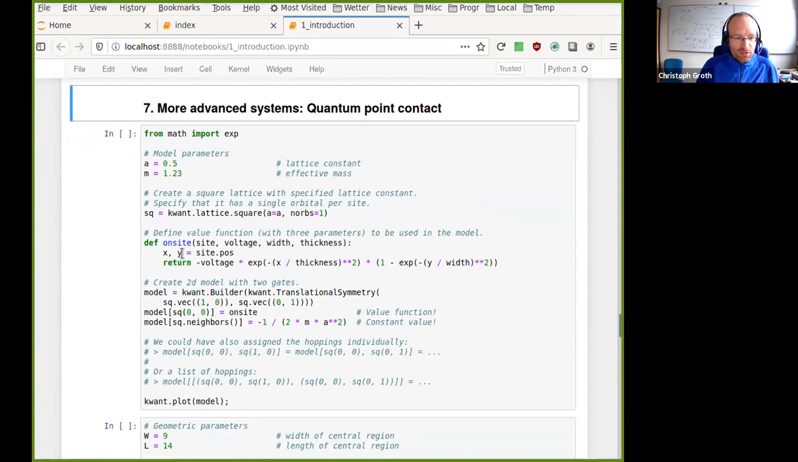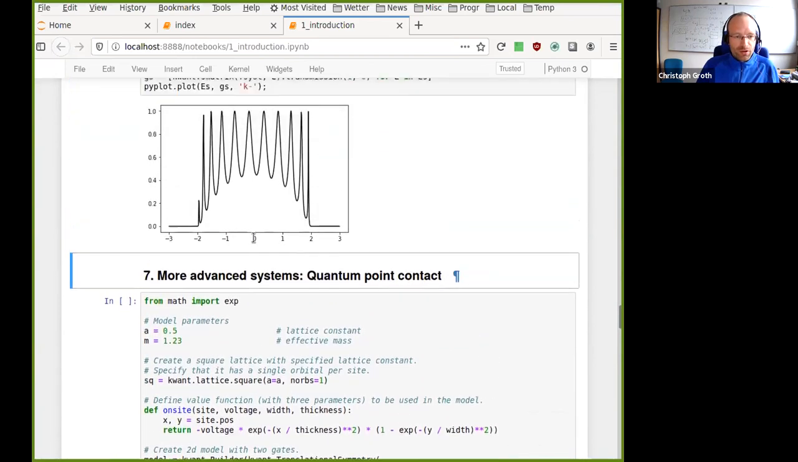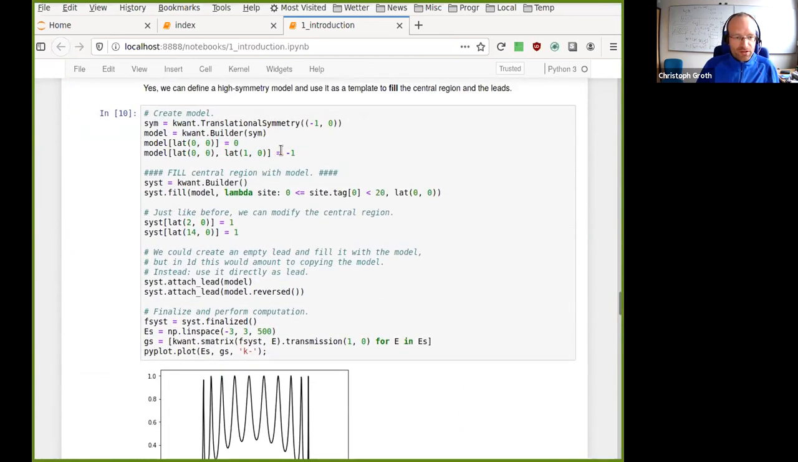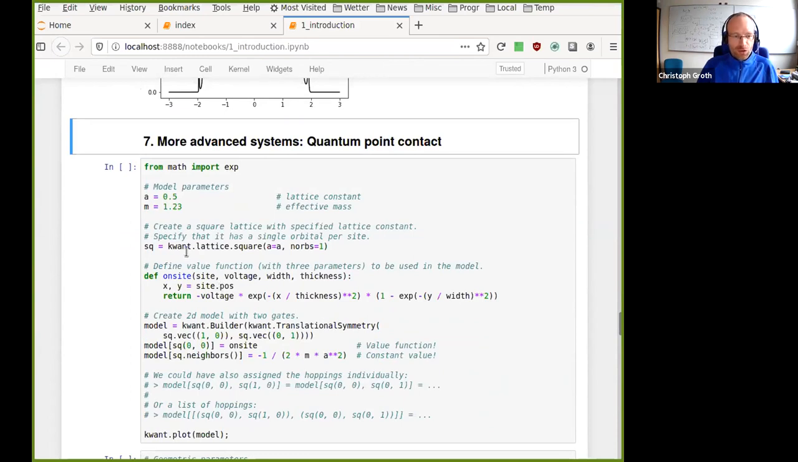Now, before I told you that values were specified as constants. So a builder works a bit like a Python mapping, like a Python dictionary. You can assign values. The keys are sites and pairs of sites, and values are, for example, constants or constant matrices. But often we want to have values that are described functionally in some way. And Kwant allows us to do this. And the term we use for this is value functions.